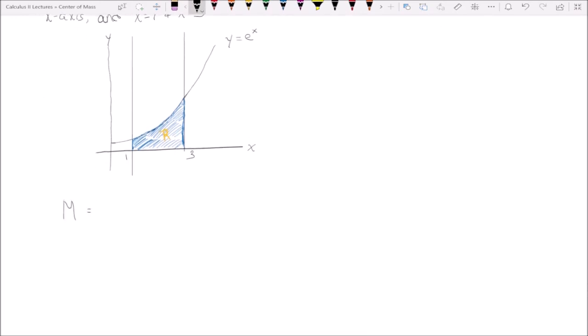Right, so total mass is rho times the integral from 1 to 3 of e to the x dx. Right, so that's rho e to the x from x equals 1 to 3, which equals rho times e cubed minus e.